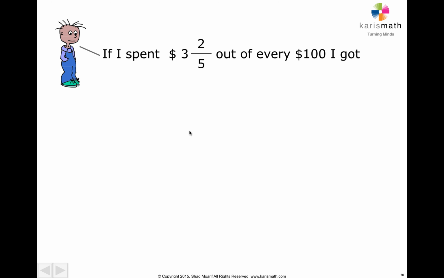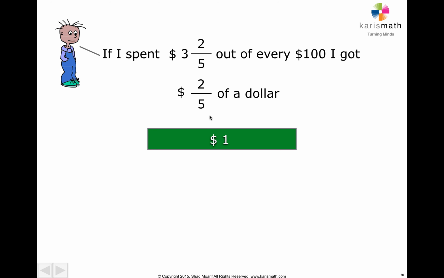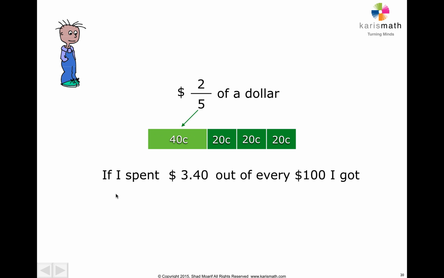Well, let's figure out what is 2/5 of a dollar. We know what $3 looks like, but what does 2/5 of a dollar look like? 2/5 of a dollar means we break a dollar into 5 equal parts, all equal, and we take 2. And so each one must be obviously 20 cents. So if we take 2 of these, that's 40 cents. So 2/5 of a dollar is 40 cents. So if I spend 3 2/5 of a dollar, well, it means I spent $3.40 for every $100 I got.